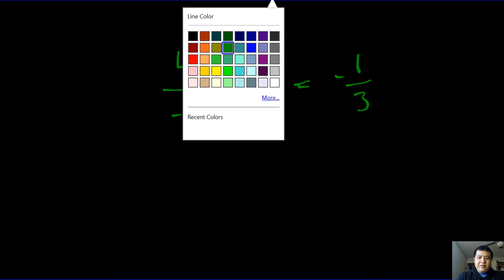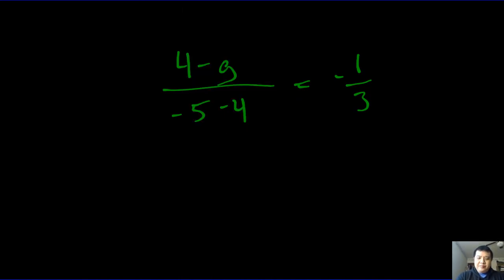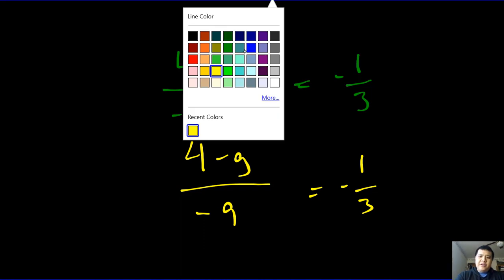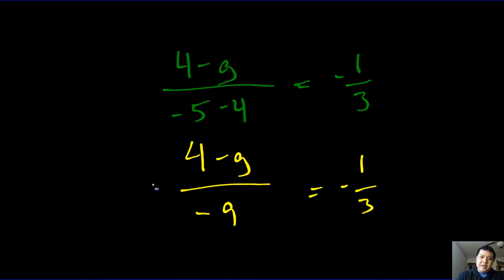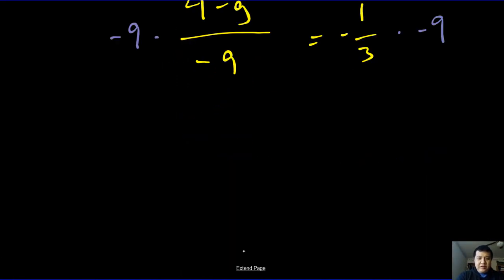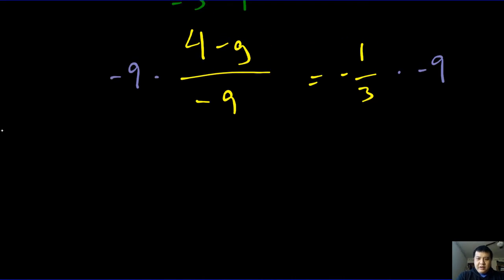So let's go ahead and simplify the denominator. 4 minus G over negative 9 equals negative 1/3. We're going to get rid of our denominator by multiplying both sides by negative 9. And when we do that, we get 4 minus G equals, these negatives cancel out, cross cancel with 3 and 9, gets us 3, so we get equals 3.